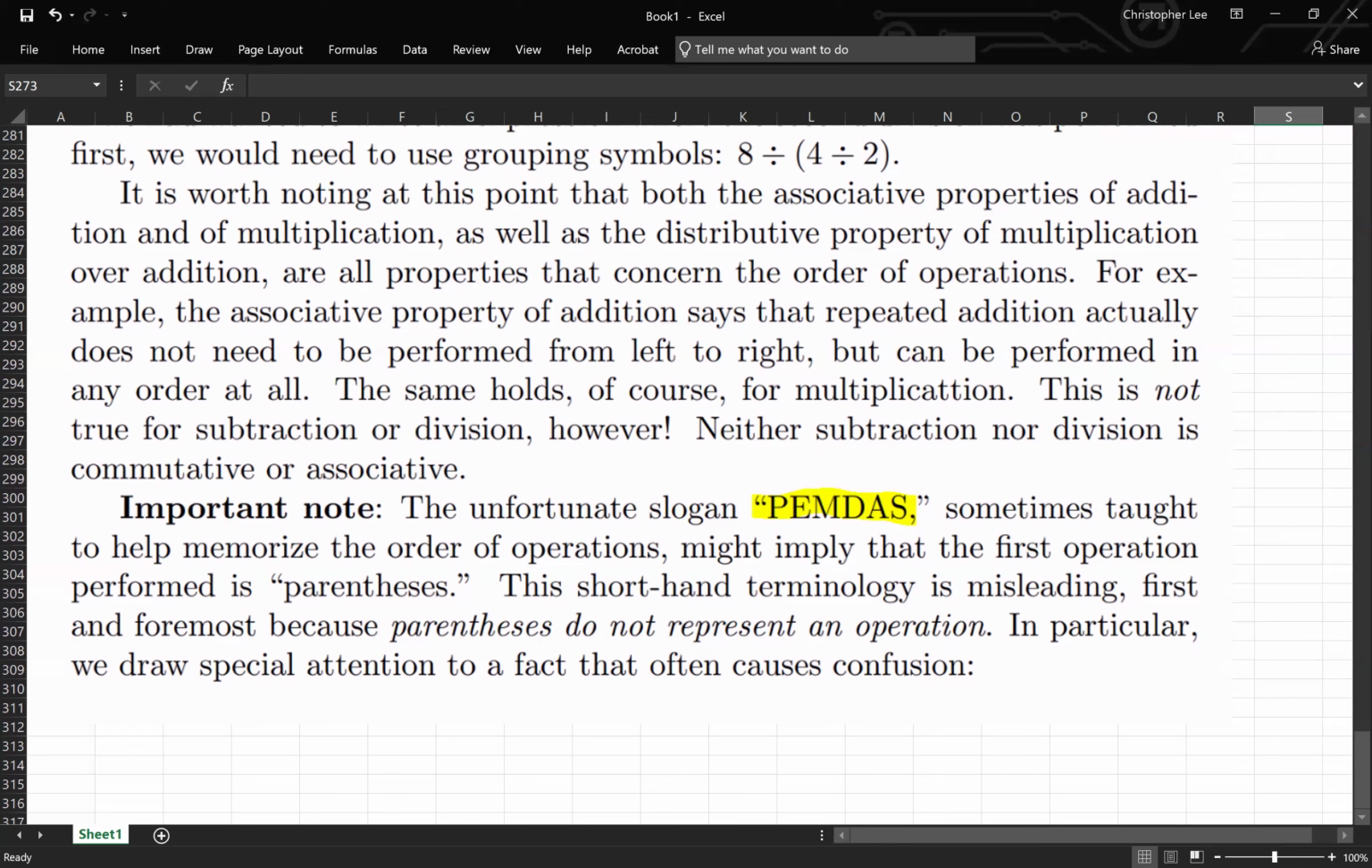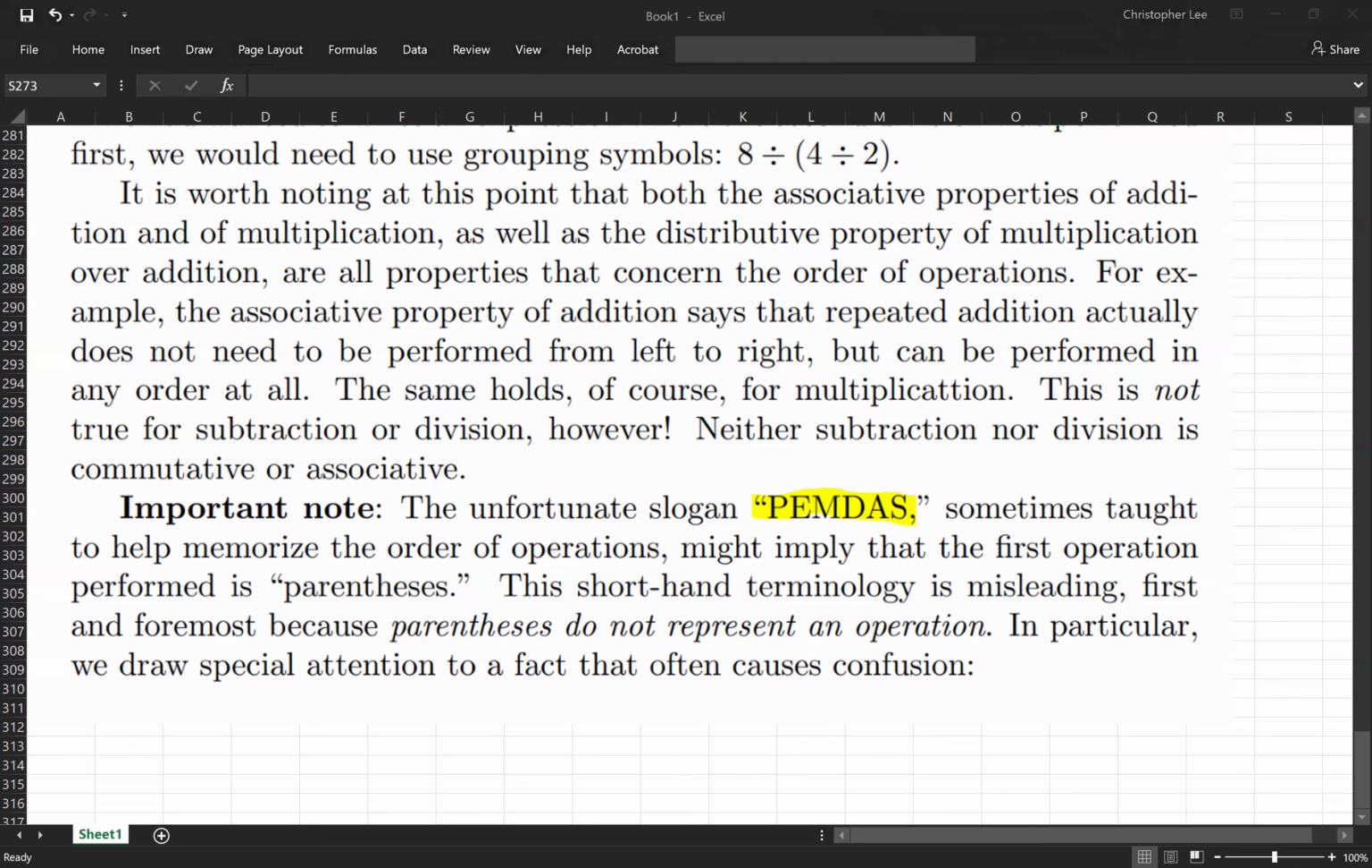Hold on one second. Let me just get this for y'all. Then we're going to jump into an example and then call it.